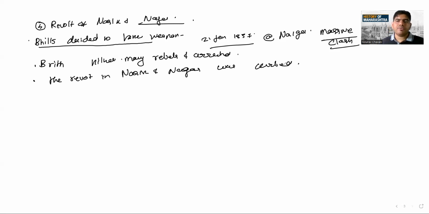So these were the initial four revolts which took place during the reign of the Britishers in Maharashtra, which were successfully suppressed by the Britishers. Okay, so here we'll end the first session. In the second session we'll be discussing the next four revolts which took place by the local people.